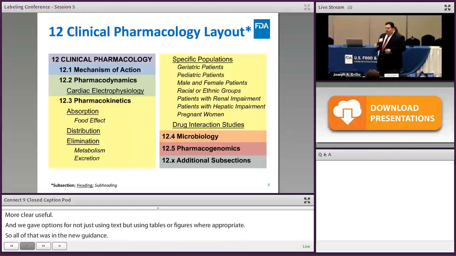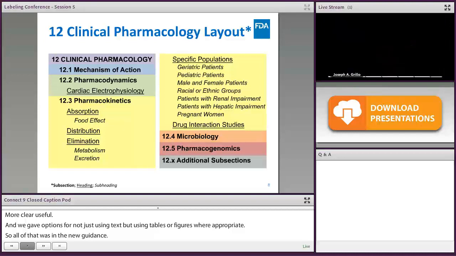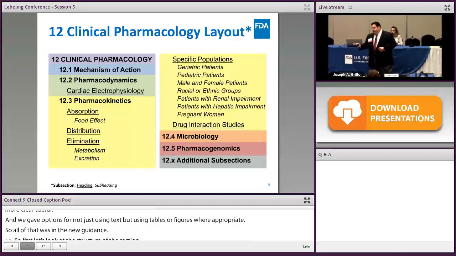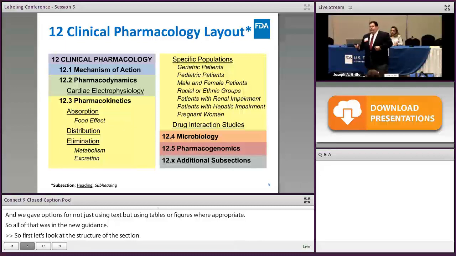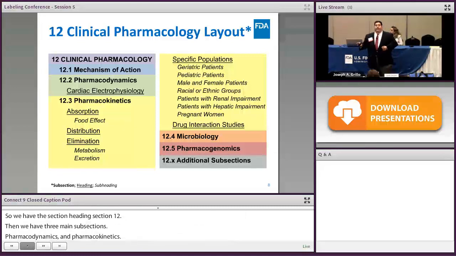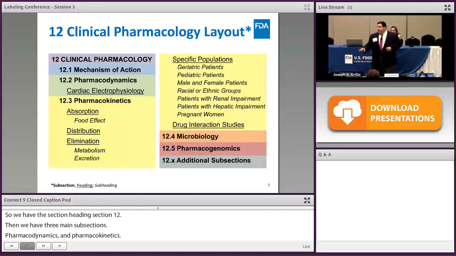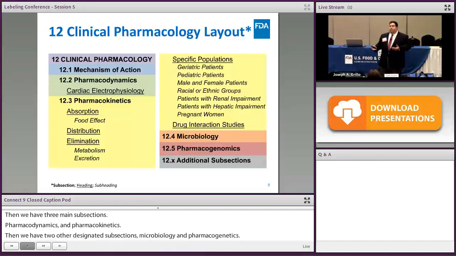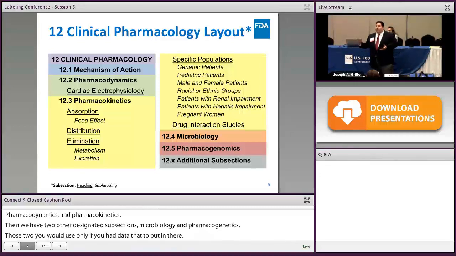So first, let's look at the structure of the section. So we have the section heading, section 12. Then we have three main subsections: mechanism of action, pharmacodynamics, and pharmacokinetics. Then we have two other designated subsections: microbiology and pharmacogenomics. And those two you would use only if you had data to put in there. So if you didn't have any microbiology information, if it's not that type of agent, you wouldn't have that. But those are designated numbers.